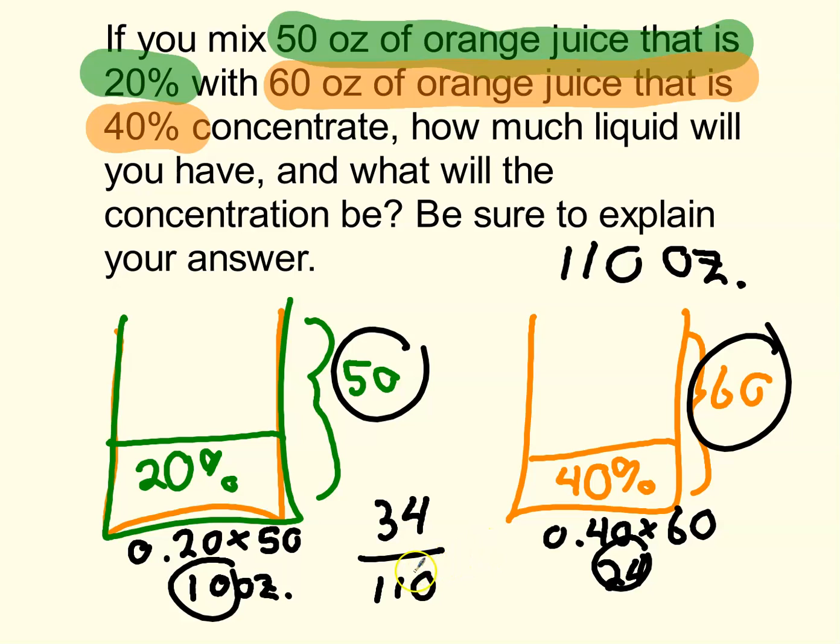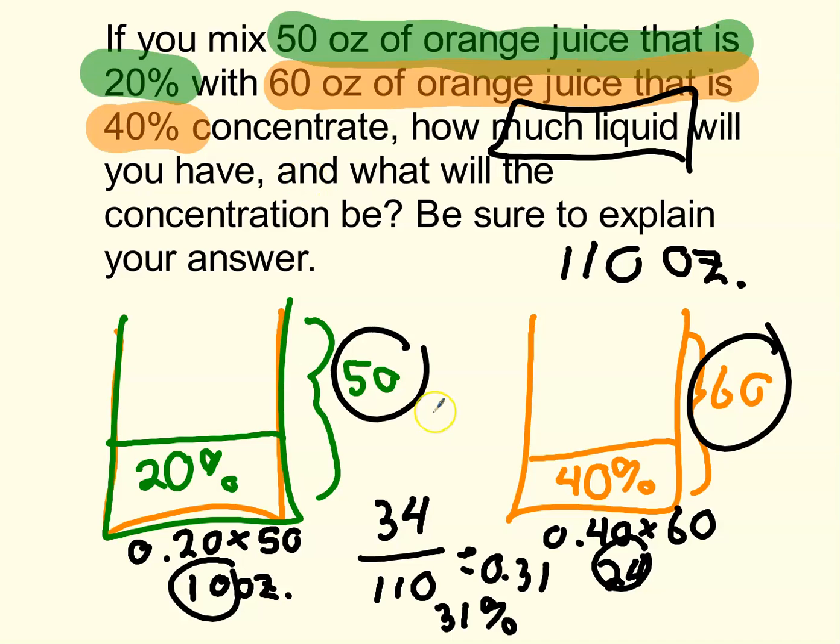So what I'll do is figure out what 34 out of 110 is as a decimal, and that'll be my answer. Well, 34 out of 110 is 0.31. That's as a decimal, and I want my answer as a percent, so I'll make that 31%. So to answer the question, how much will I have, it's 110 ounces, and it'll be 31% concentrate.